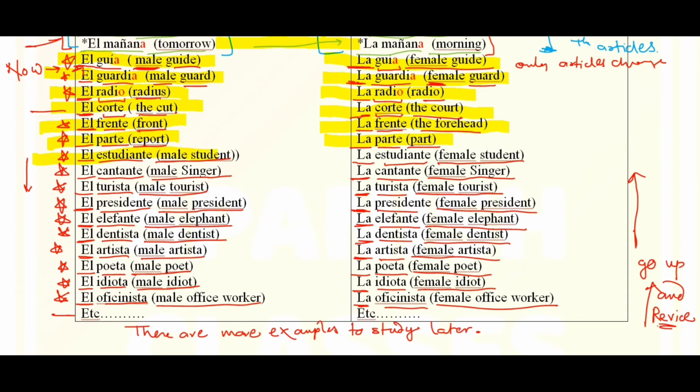El Estudiante, male student. La Estudiante, female student. El Cantante, male singer. La Cantante, female singer. El Turista, male tourist. La Turista, female tourist. El Presidente, male president. La Presidente, female president.